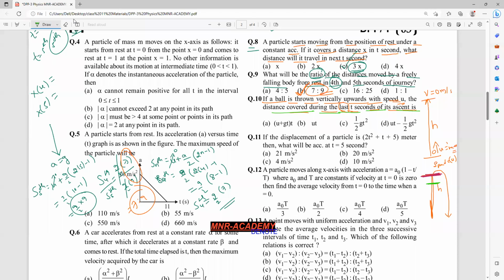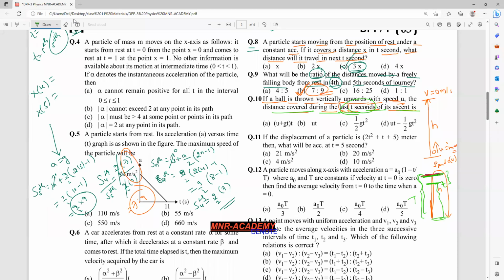So the total time to reach the maximum height, let me assume capital T. Now they are asking, what is the distance covered during the last t seconds? What is the meaning of it? Here is the small t. So till here, if I find the total height and the distance covered in this part, and subtract it, I can get the distance traveled in the last t seconds. Is it right or wrong, guys?